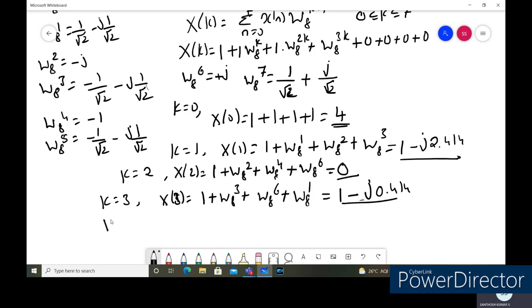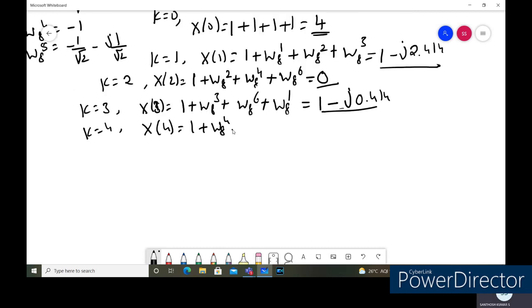So similarly, let us substitute k is equal to 4 here. So x of 4 is equal to 1 plus omega e to the power of 4 plus omega e to the power of 8 plus, this is 2k, and for example k is equal to 3, if I substitute here, 4 times 3 is 12, it will become omega e to the power of 12. Omega e to the power of 8 is nothing but omega e to the power of 0, and omega e to the power of 12 is nothing but omega e to the power of 4. So by applying the periodicity property we can calculate. If you simplify, this value will become equal to 0.